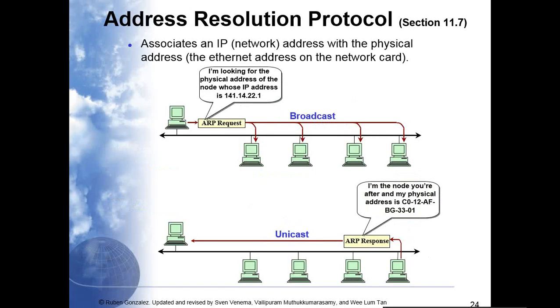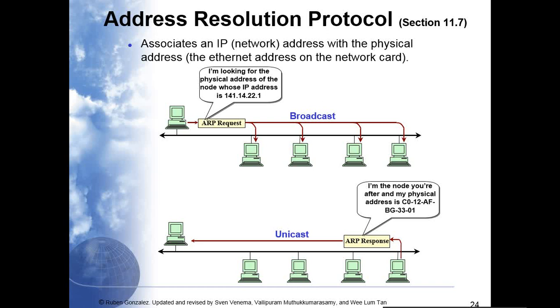Moving on to the address resolution protocol. So when you send stuff to a network, you might need to associate an IP network address with a physical address, the MAC address of a computer on a network. And so there's, in this case, an ARP request, an address resolution protocol request. And the computer says, look, I'm looking for the physical address of the node whose IP address is 141.14.22.1.